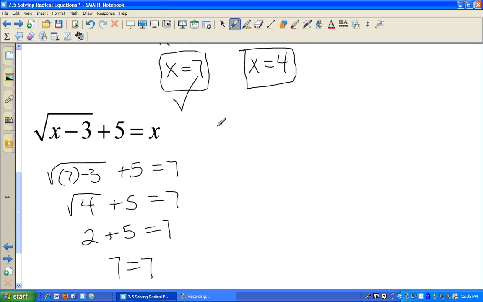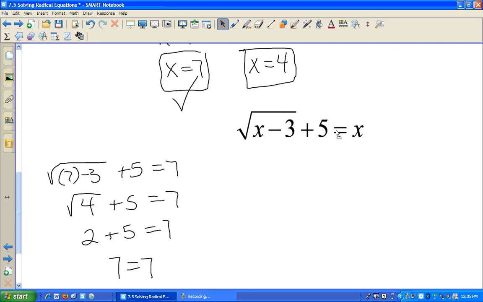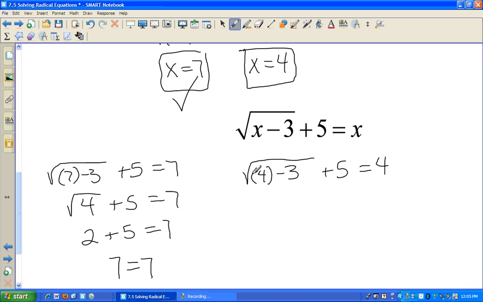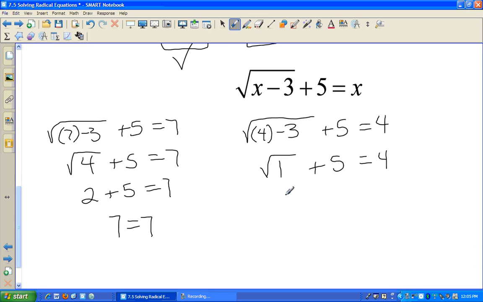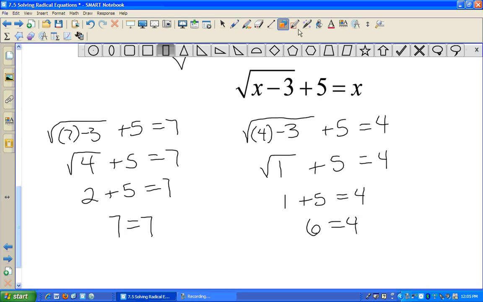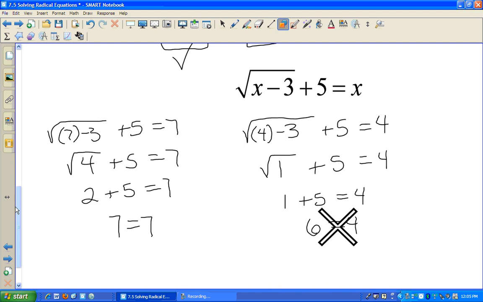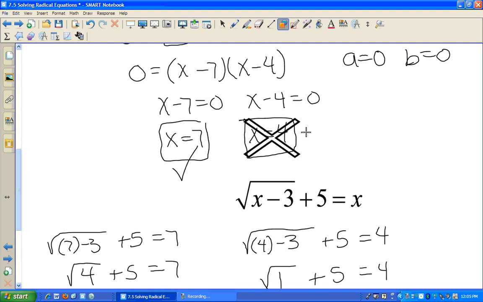Next, I'm going to bring this equation right over here so I don't have to recopy it. I'm going to plug 4 in and do the same exact thing. From here I have the square root of 4 minus 3, which simplifies down to the square root of 1 plus 5 equals 4. Well, the square root of 1 is 1, plus 5 equals 4, and you're starting to see where the mistake is going to come. 1 plus 5 is 6. 6 does not equal 4. Therefore, 4 is not one of my solutions. So the final solution for this example is x equals positive 7.